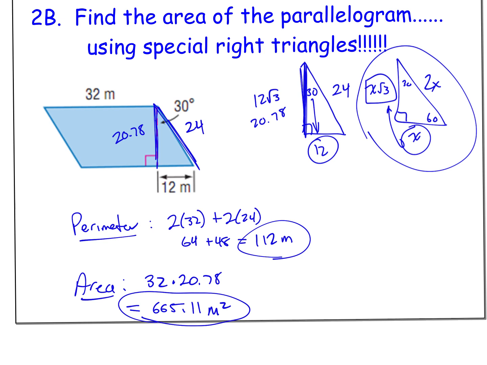I should say that for an area, one of the things that a lot of kids get wrong is they take 12 times 20.78, which is just, all they did was take this part because they think this part is the base. Well, this would be the base of this triangle, but I want the whole base. That's what I want. Triangles.